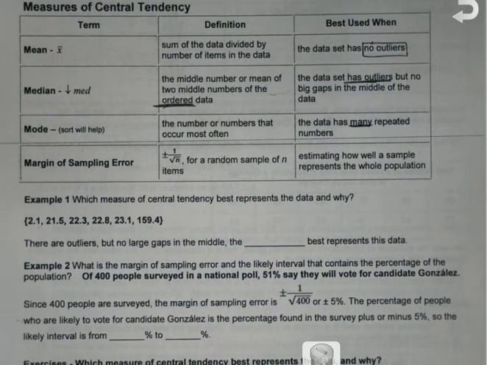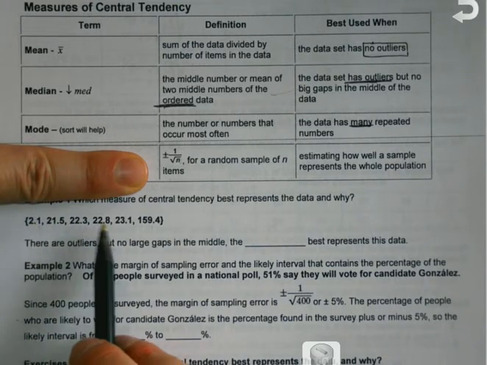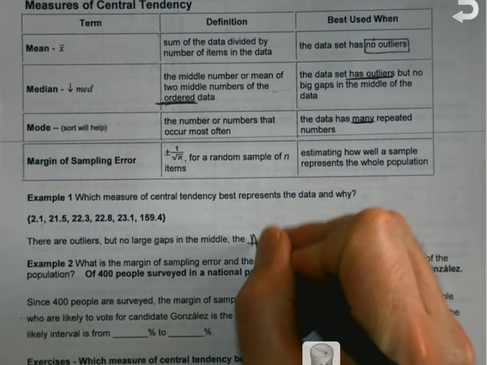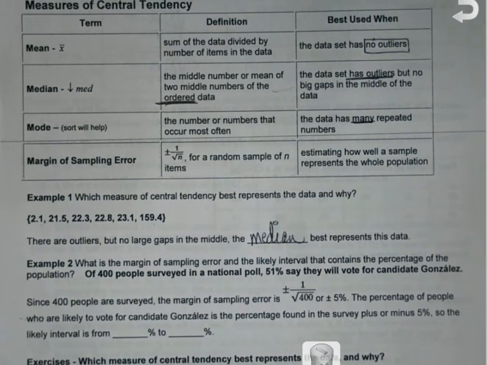Which measure of central tendency best represents the data and why? Well, we already talked about this for a minute. There's an outlier. So mean, bad idea. What might be my better option here? Because again, margin of sampling error isn't a measure of central tendency. It's just those 3. So between median and mode, which would be the better option? Median, because mode, I'd have to have repeats of values. I don't have any repeats. So here, the median would be my best representation of the data.